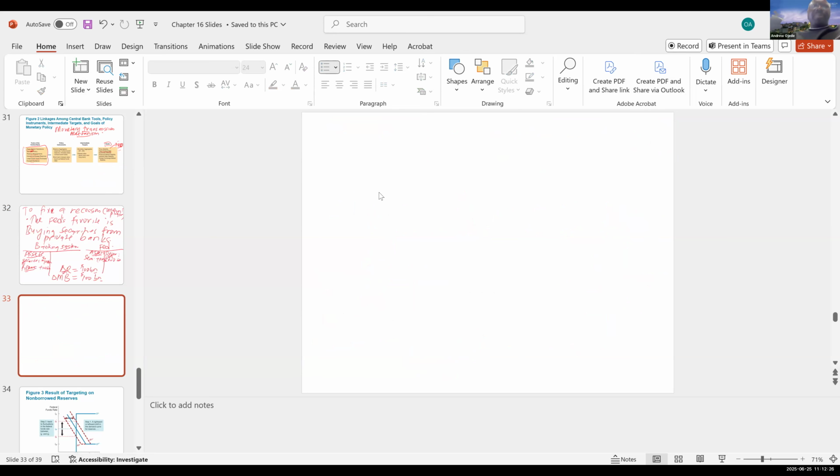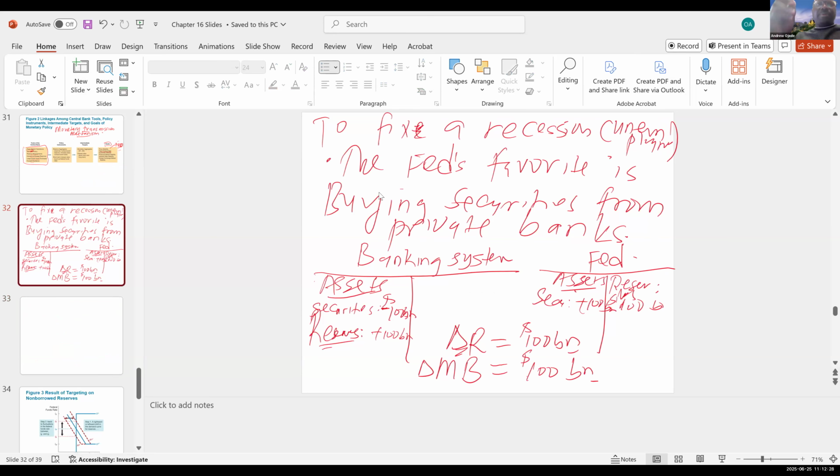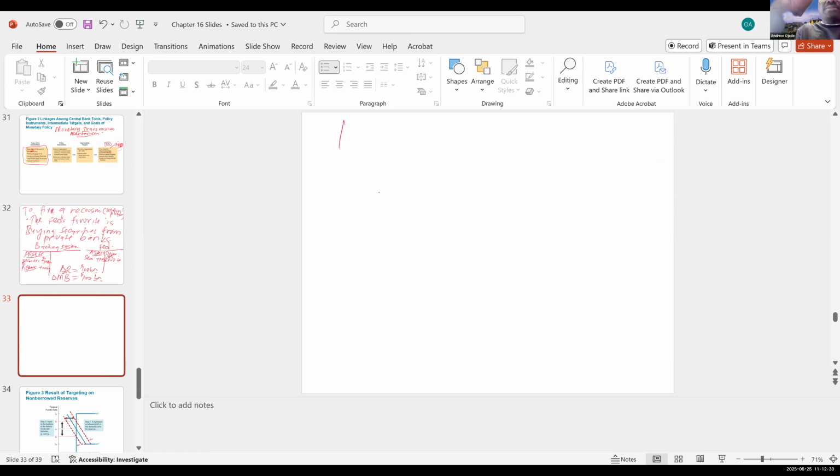Okay, so the policy instruments are going to be what? So we'll talk about it. Once you buy bonds, that is going to affect reserves. Non-borrowed reserves is going to increase. The non-borrowed reserve is a policy instrument.